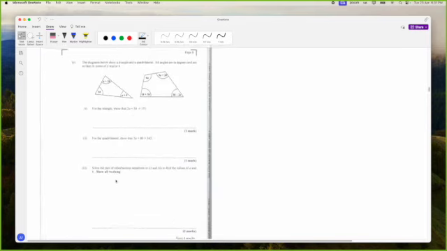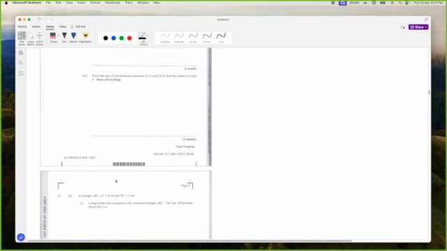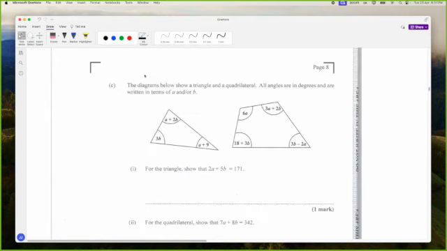And then, number 3, or going into number 3, is where we started going to geometry, right? The diagrams below show a triangle and a quadrilateral. All angles are in degrees and are written in terms of A and B. So I could see that, and everything is in degrees, right? For the triangle, show that 2A plus 5B is equal to 171, all right?